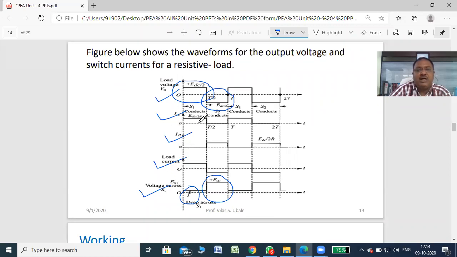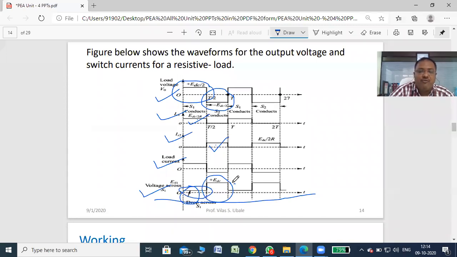Keep in mind, this is the current for S1 and this is the current for S2. It means the triggering pulse for S1 and the triggering pulse for S2. The next waveform is the load current. When S1 is on, at that time you will get a positive current. When S2 is on, you will get a negative current. Again S1 on, positive current, and so on. And this is the voltage across the device. If the device is on, the voltage across the device is just 1 volt.